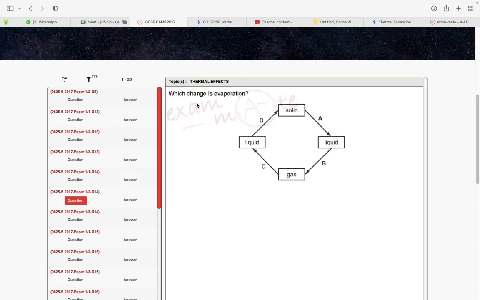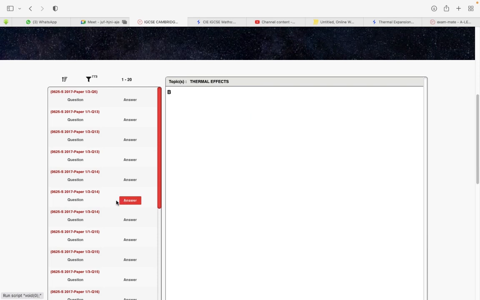Now, which change is evaporation? From where to where is called evaporation? Look at this diagram. C. From gas, wait, to liquid. Hold on. No, liquid to gas. Yeah. Right? Sorry, B. Sorry, I didn't see that. Correct.